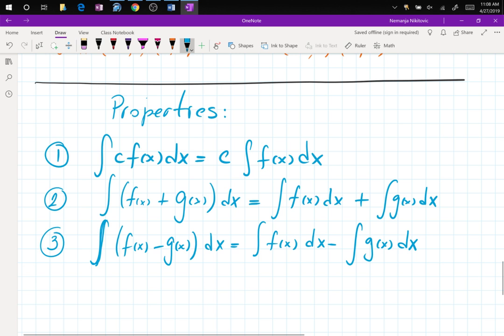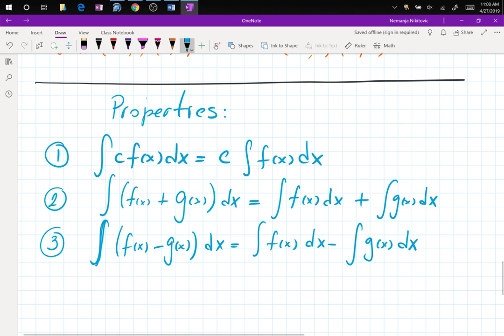And the 3 properties, these are the properties of linearity, and you had them the same for limits and the same for derivatives. With the warning that if you see multiplication, if you see product in Calc 1, you have to FOIL. And we'll see the examples now.